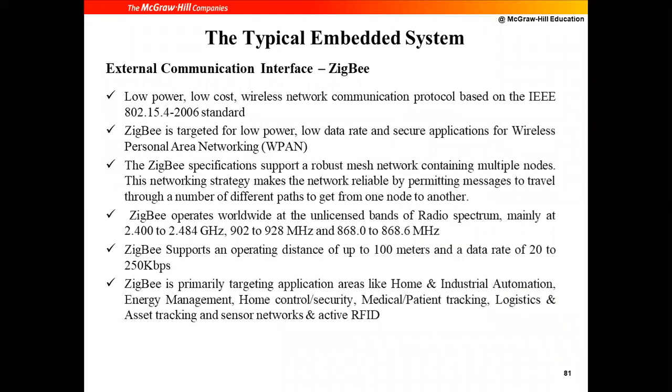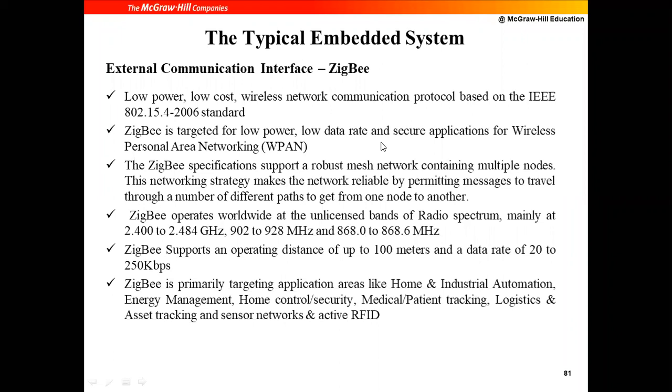So the next type of communication, which is the last type of communication, external communication, is ZigBee. It is a low power, low cost wireless network communication protocol based on IEEE 802.15.4 2006. It is a standard given. ZigBee is targeted basically at low power transmission as well as low data rate and secure applications for wireless personal area networks.